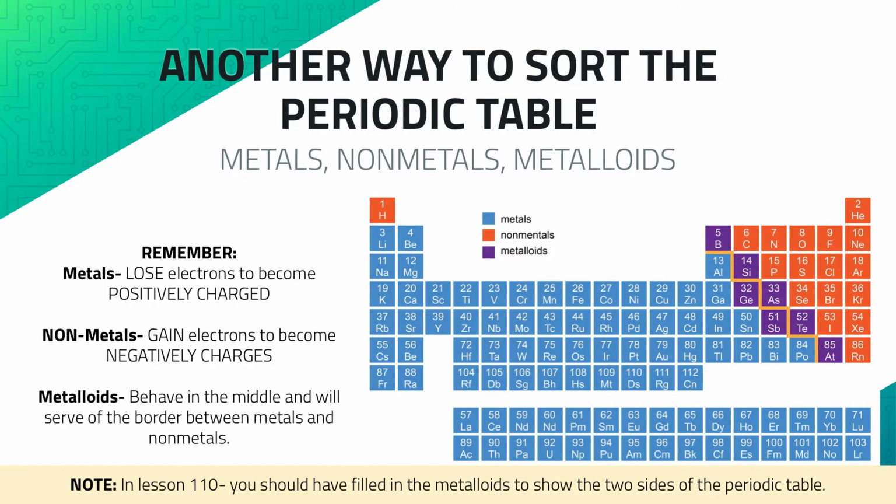Nonmetals, which are the stuff over in orange, and then hydrogen ends up over here on the periodic table because it has one valence electron, but it's actually a nonmetal. And nonmetals gain electrons to become negatively charged particles. And then metalloids behave in the middle and will have some properties of nonmetals and some properties of metals, depending. And then this is the line for metalloids.